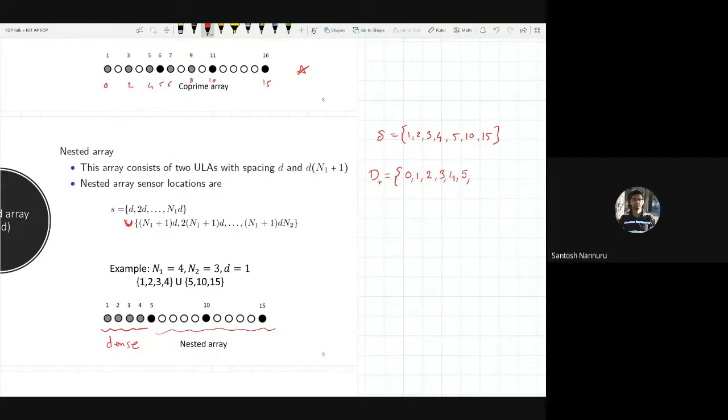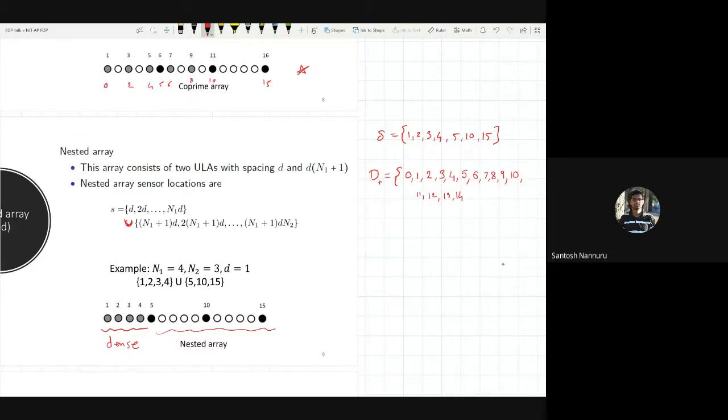7? 10 minus 4 will give me 6, right? Yes, 6. 7, 10 minus 3 gives me 7. 8, I have. 9. 15 minus 5 will give me 10. 15 minus 4, 11. Similarly, 12, 13, 14.